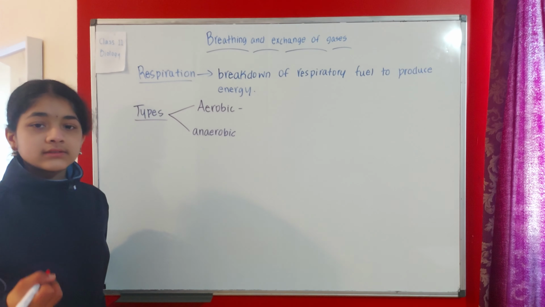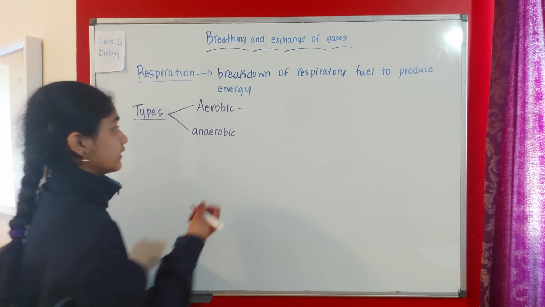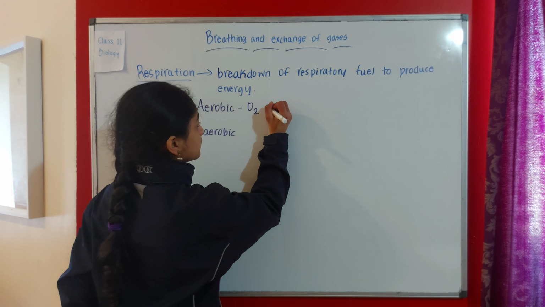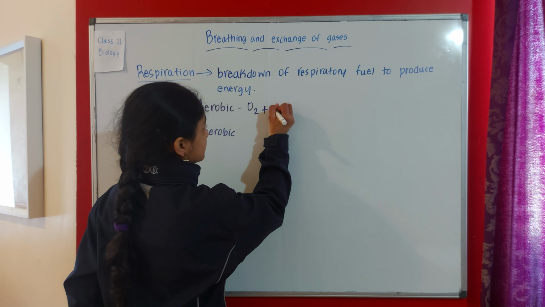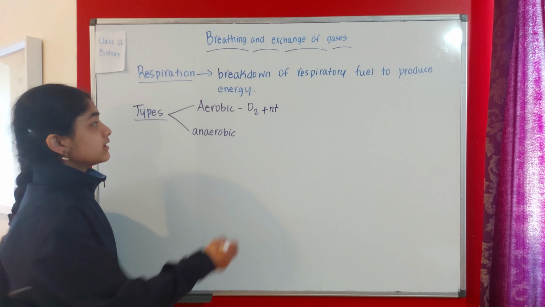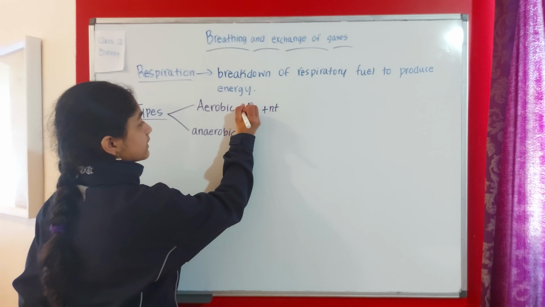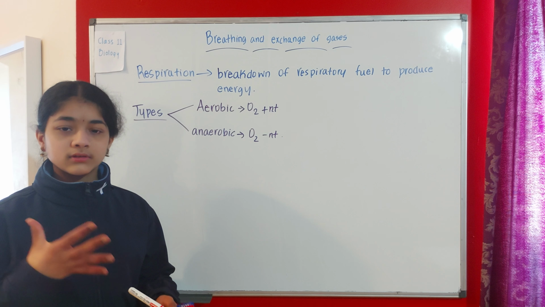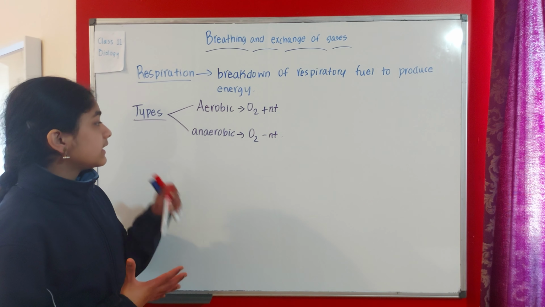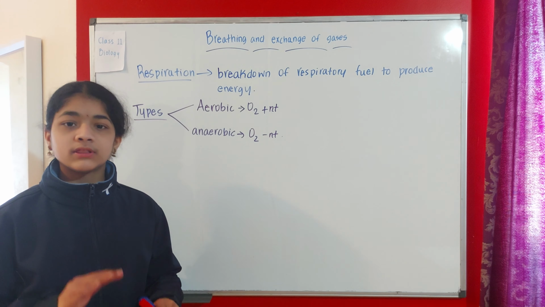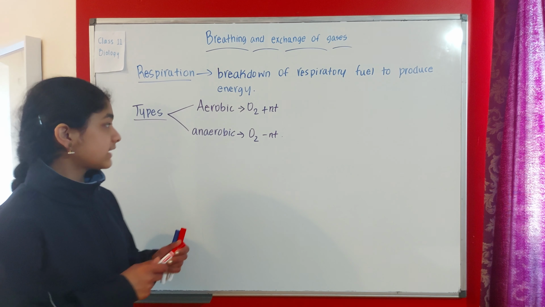Aerobic respiration is the type of respiration where oxygen is involved. In the presence of oxygen, this aerobic respiration is taking place. Anaerobic is just the opposite of aerobic respiration. Here oxygen is absent. Aerobic respiration is where oxygen is there, so in the respiration there is the involvement of oxygen. In case of anaerobic, oxygen is not present, so without oxygen the respiration is taking place.